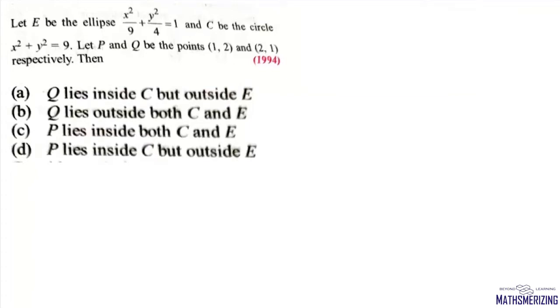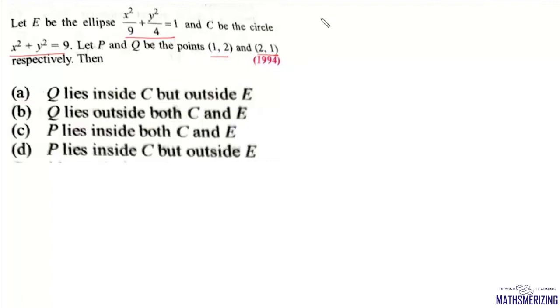Now here the question is, let E be the ellipse x square upon 9 plus y square upon 4 equals to 1 and C be the circle x square plus y square equals 9 and P and Q be the points (1, 2) and (2, 1). We need to find if P and Q lie inside or outside of this ellipse and circle.